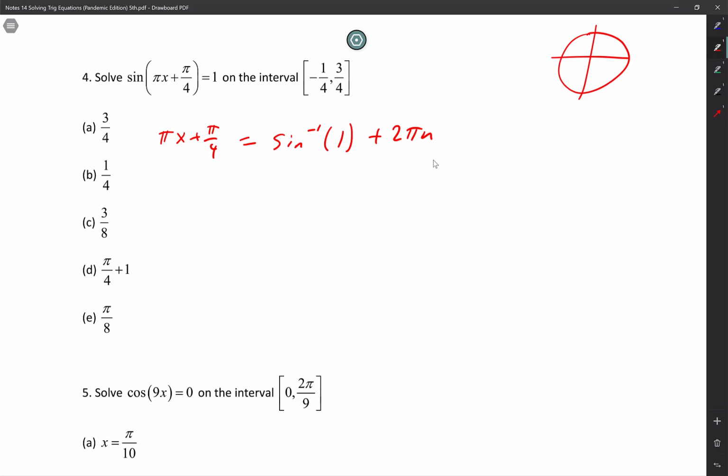We're not there yet. I'm looking at my unit circle and I say, okay, where is sine equal to 1? It's equal to 1 where I have that blue dot. That happens at pi over 2 and pi over 2 only. So here we go. I'm going to write pi x plus pi over 4 equals pi over 2 plus 2 pi n. And I'll slow down.